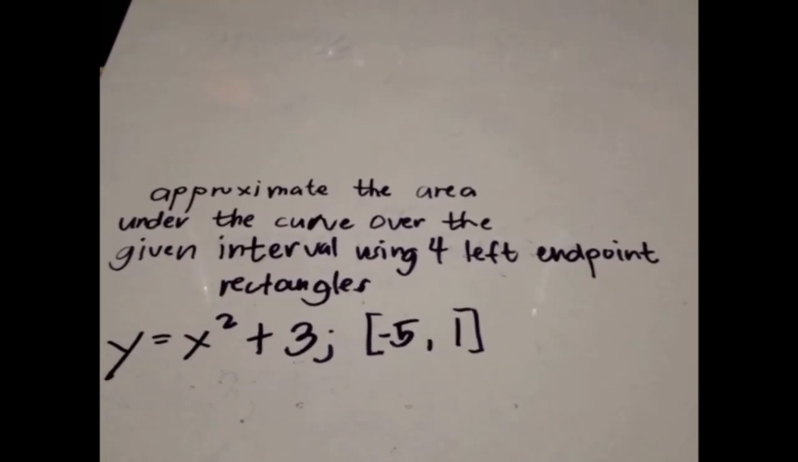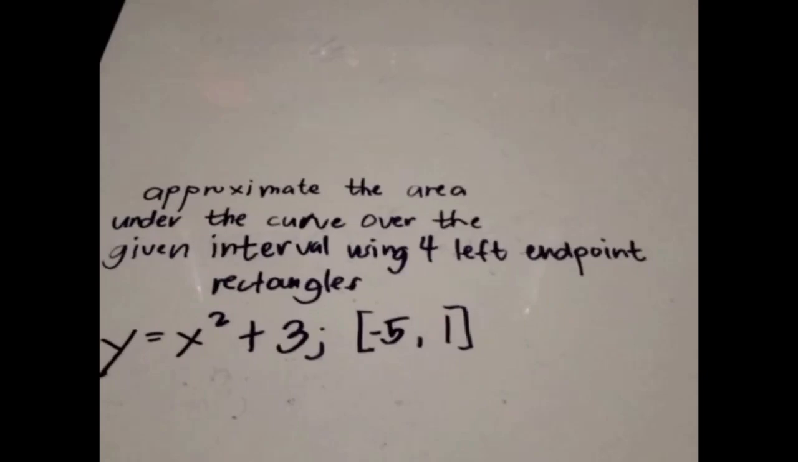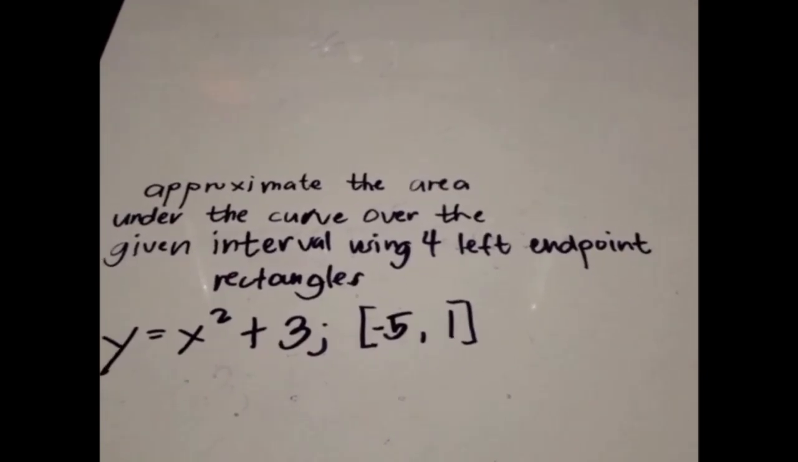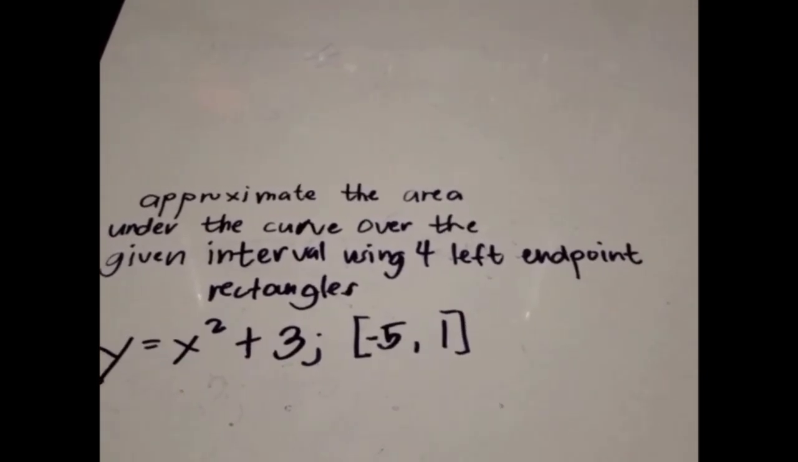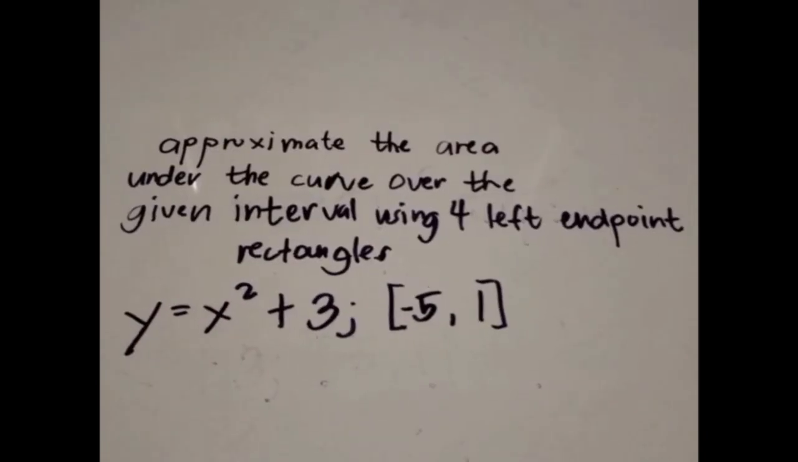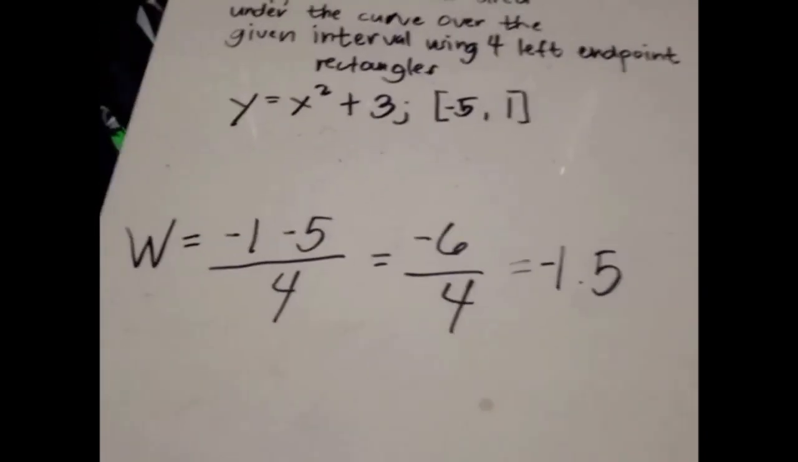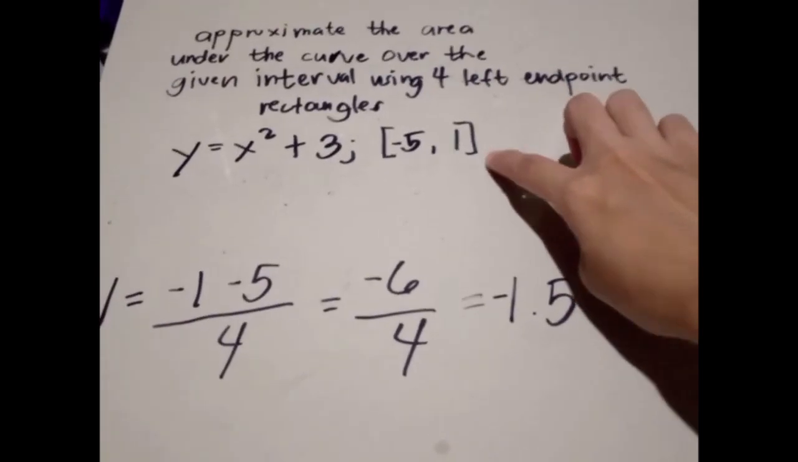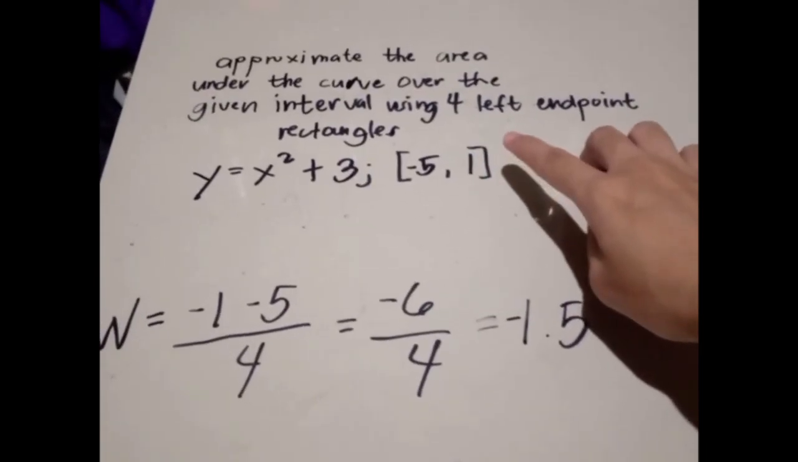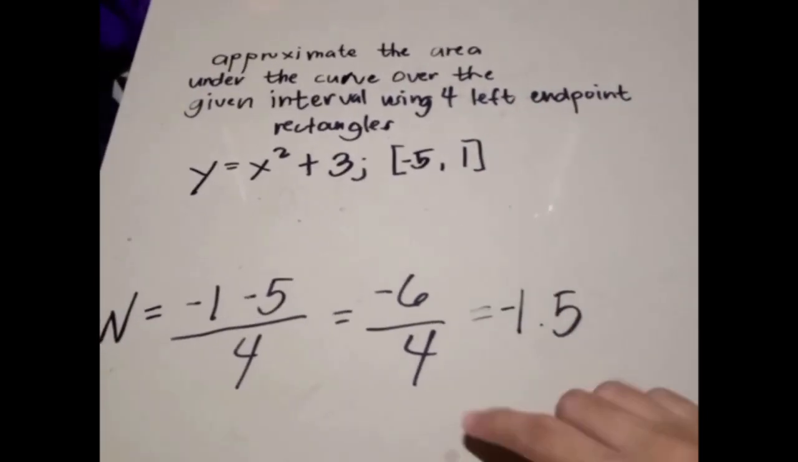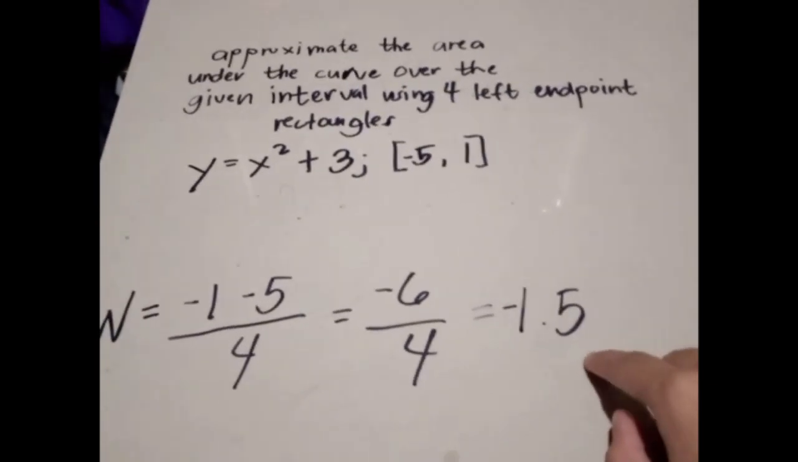Given the interval, using four left endpoint rectangles, we will compute y is equal to x squared plus 3. We have the interval negative 5 to 1. The first thing we need to do is to find the width. How to find the width? It is delta x divided by 4, which is the interval used. And the answer is negative 1.5.